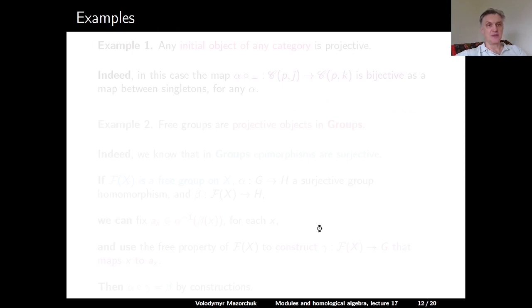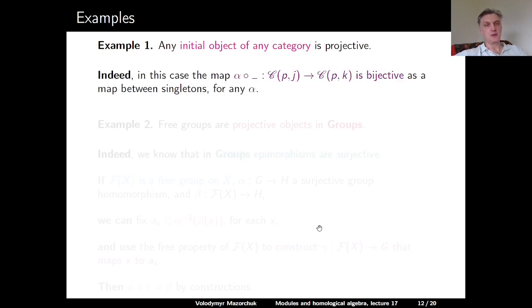Here's an example. Example 1. Any initial object of any category is projective. So this follows directly from the fact that if you have an initial object P, then C(P, something) is a singleton for any something, and so the map of composing with alpha from C(P,J) to C(P,K) is bijective because it's a map between singletons.